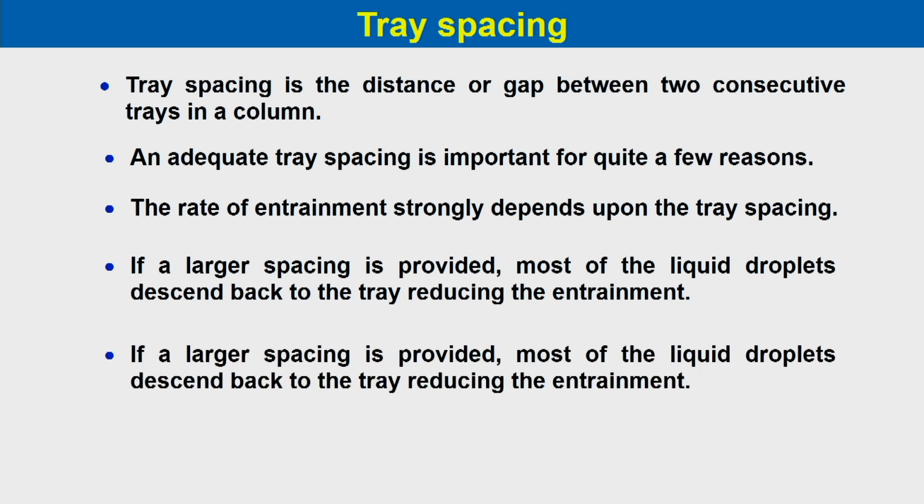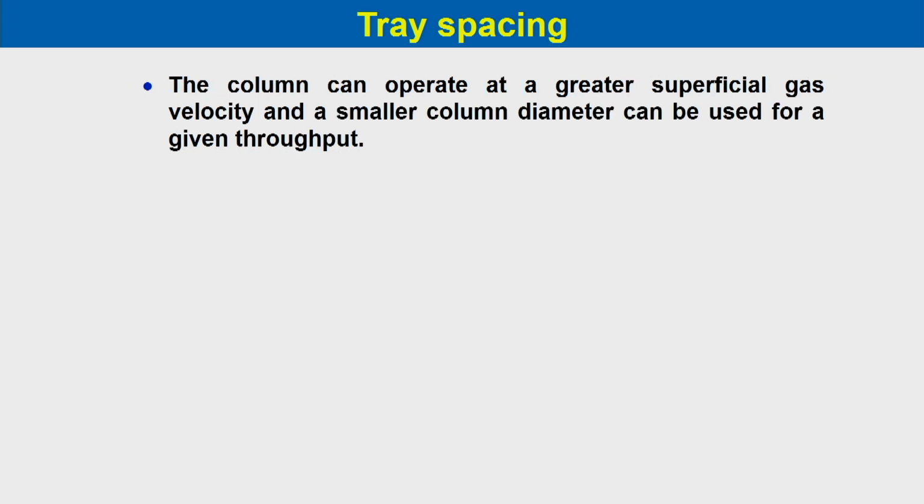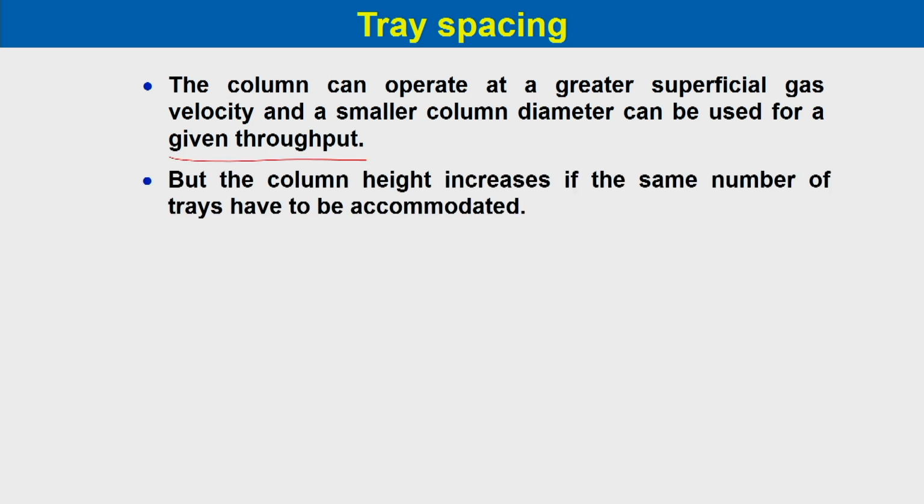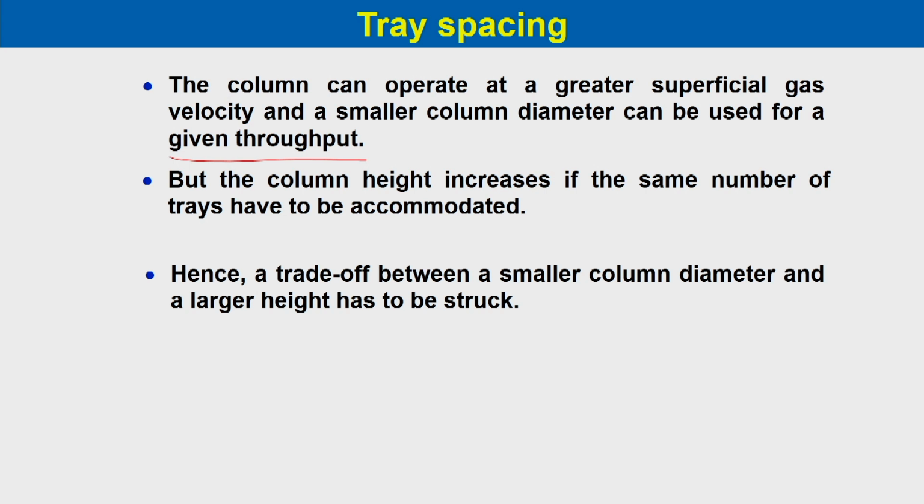If a larger spacing is provided, most of the liquid droplets descend back to the tray, reducing the entrainment. The column can operate at a greater superficial gas velocity and a smaller column diameter can be used for a given throughput. But the column height increases if the same number of trays is accommodated. Hence, a trade off between a smaller column diameter and a larger height has to be struck. So, we have to optimize the column diameter as well as the number of trays.